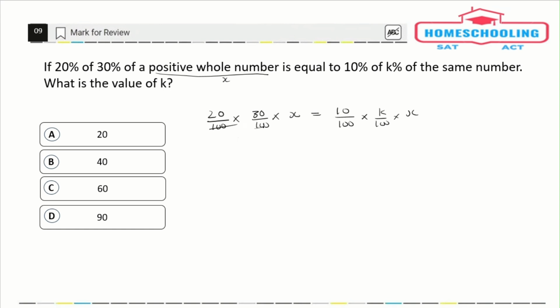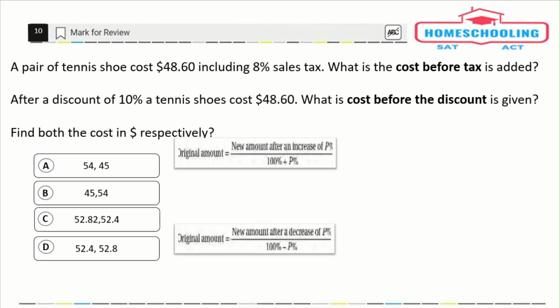So we will cancel 100 on both sides. Then x and x would be cancelled on both sides. Then 10 k, so the value of k would be 2 into 30. That would be 60. So your answer, option C, 60, would be your correct answer. Now moving to the next question. This one is a nice question.